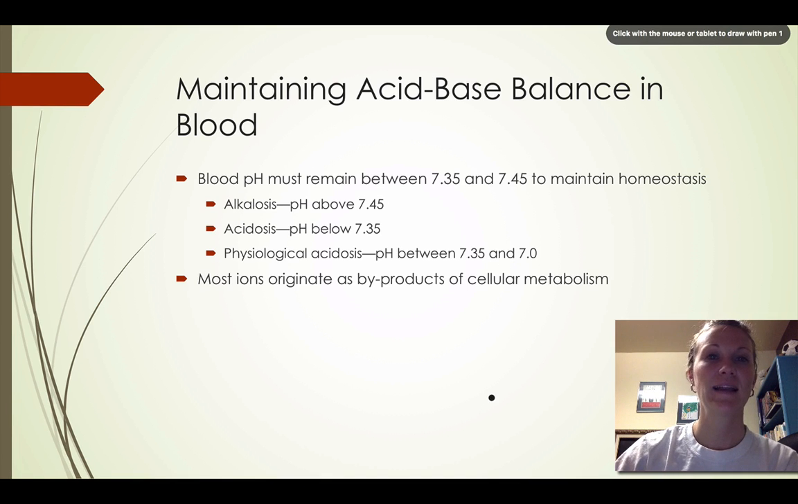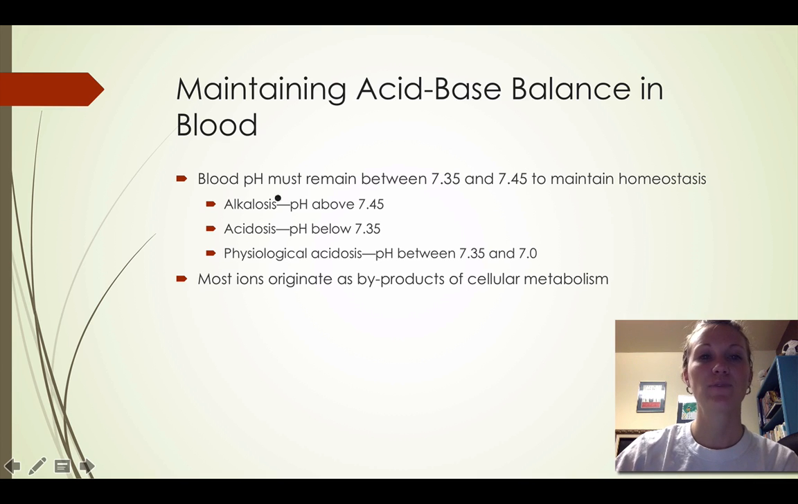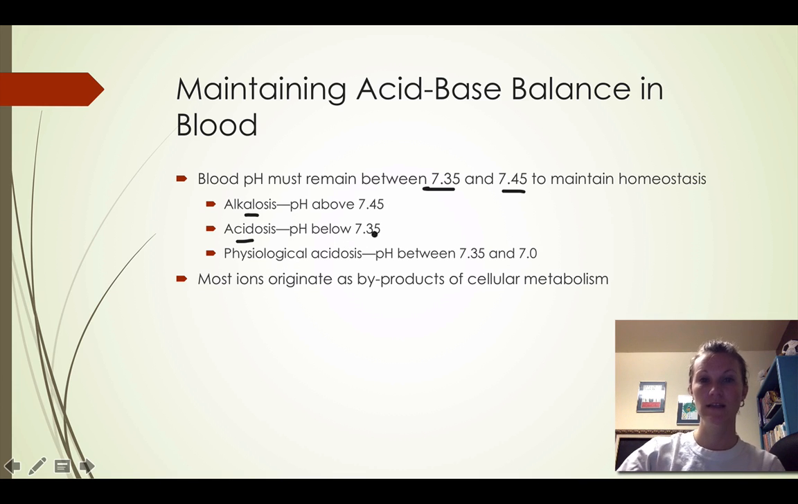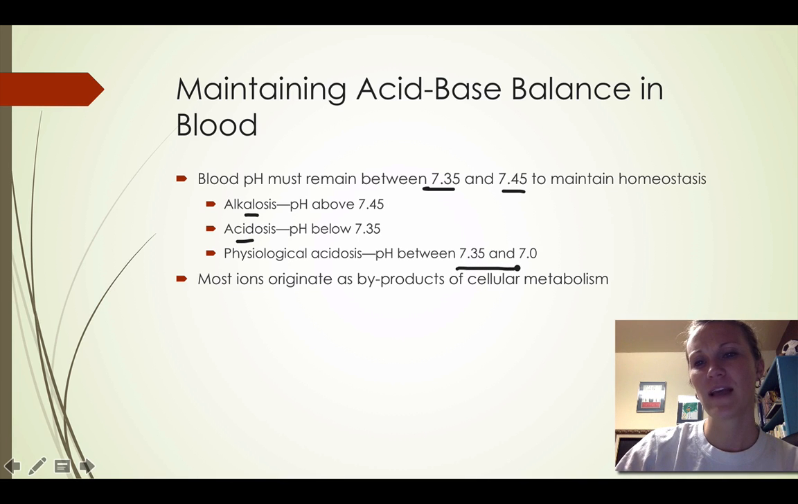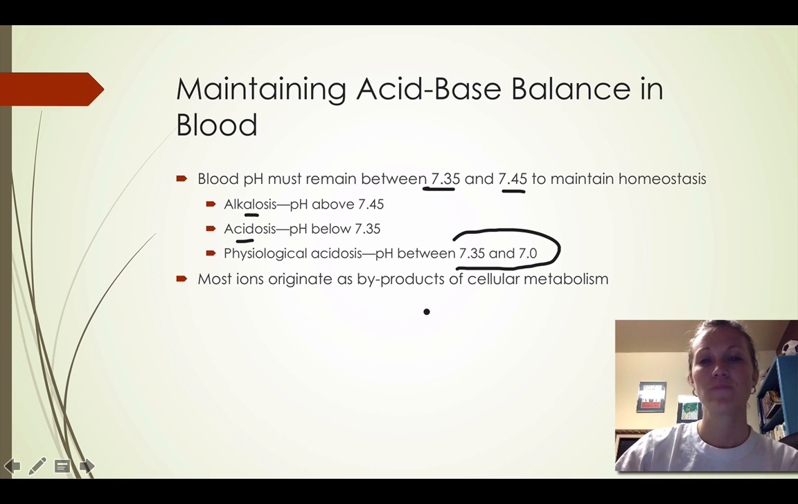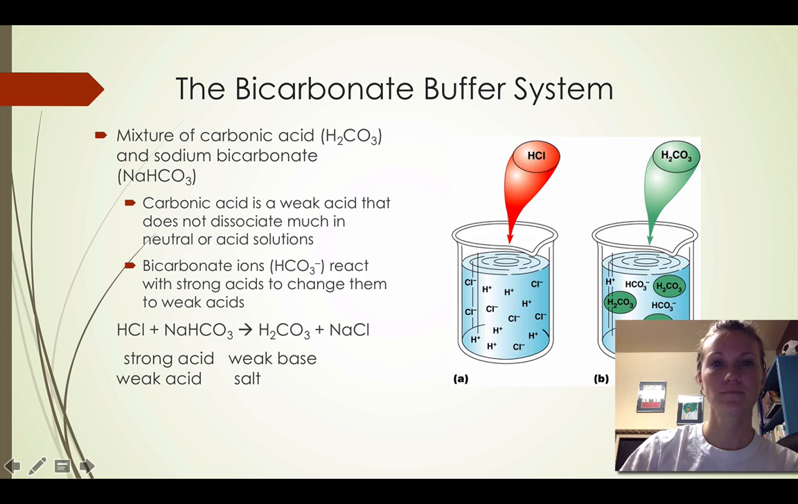All right, and when we maintain the acid-base balance in the blood, your blood pH must remain between 7.35 and 7.45. If it's above that, it's alkalosis, and if it's below 7.35, that means you have acidosis. And then some physiological acidosis has to do with your pH being between 7.35 and 7. And most of your ions originate as byproducts through cellular metabolism. So we're basically talking about the pH system, and we talked about what it means to be an acid and a base: acids are proton donors and bases are proton acceptors.